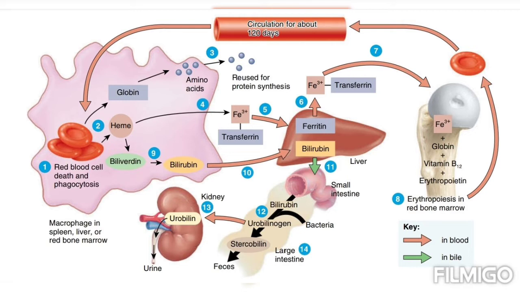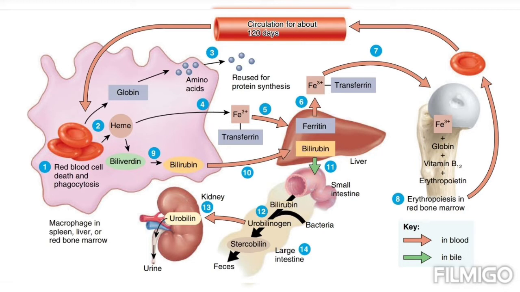Coming to the sixth step, on release from a storage site or absorption from the gastrointestinal tract, this Fe3+ will reattach to the transferrin. The Fe3+ transferrin complex is then carried to the red bone marrow, where the RBC precursor cells take it up through receptor-mediated endocytosis. I'll explain receptor-mediated endocytosis in the next part.